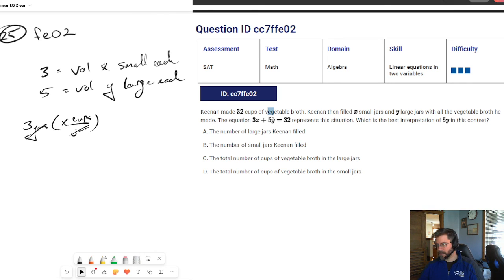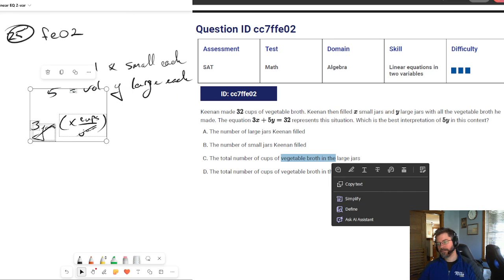So they're asking ultimately what is the meaning of 5y. So if 3x is the volume of cups that we get from the small jars, then of course 5y is the total volume in cups for the large jars. So the total number of cups for the large, that's C.